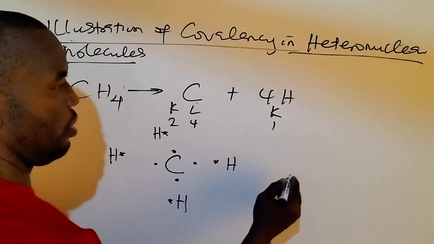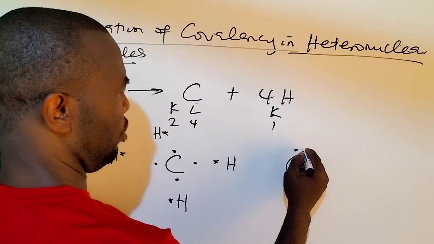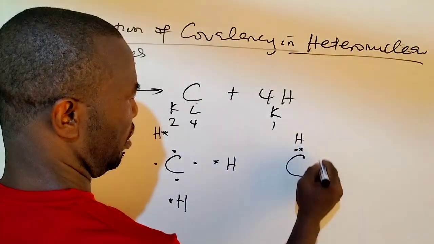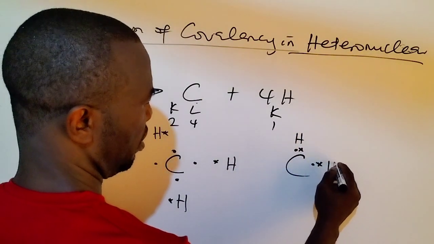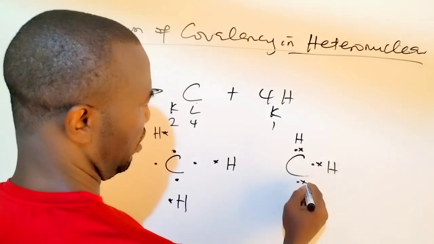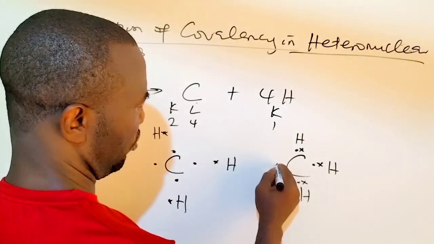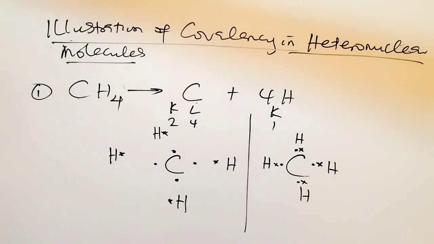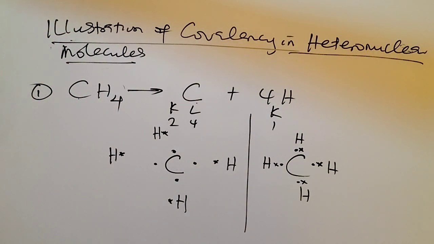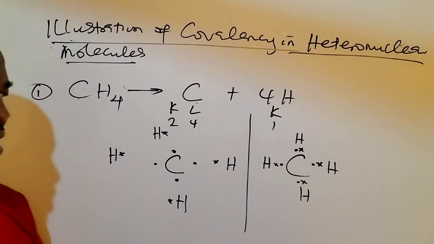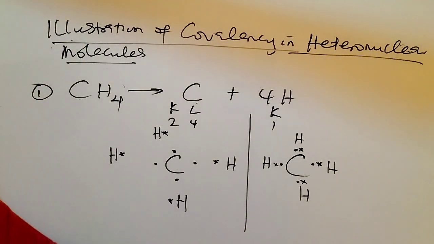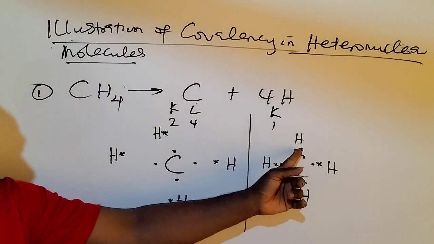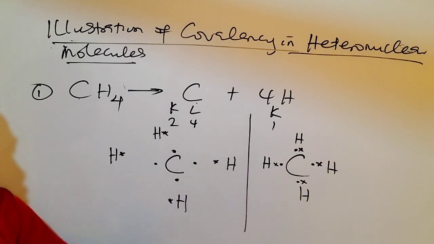So now the carbon and hydrogen electrons come together. Carbon and hydrogen together, carbon and hydrogen together. So you can see the bonding here now. The question can be, how many bonding pairs of electrons are in the methane molecule? In the methane molecule, the bonding pairs are, look at them, 1, 2, 3, 4. 4 bonding pairs.